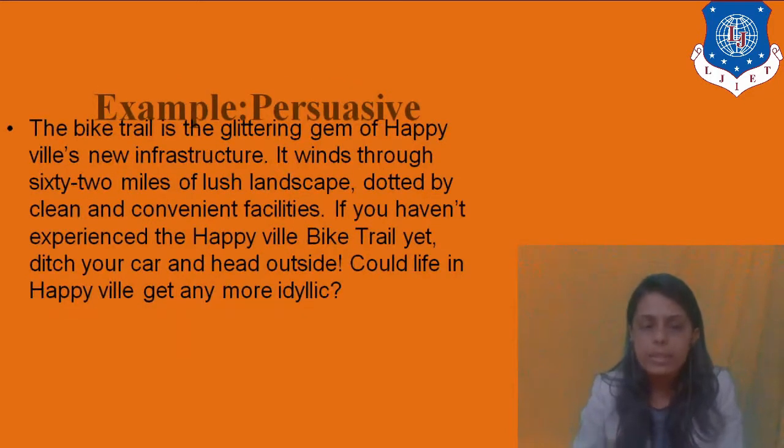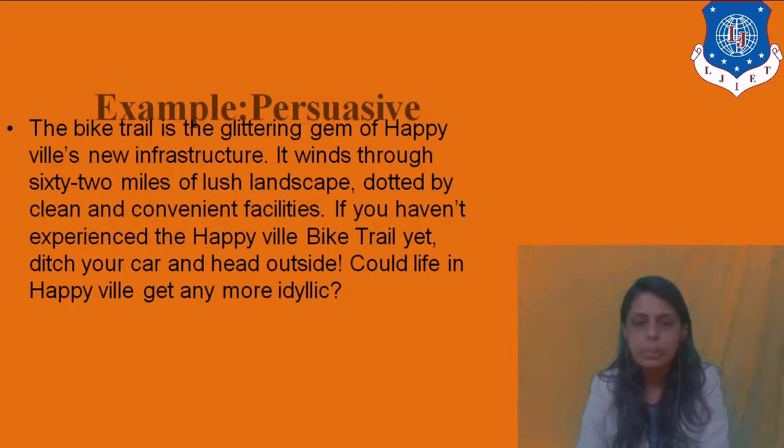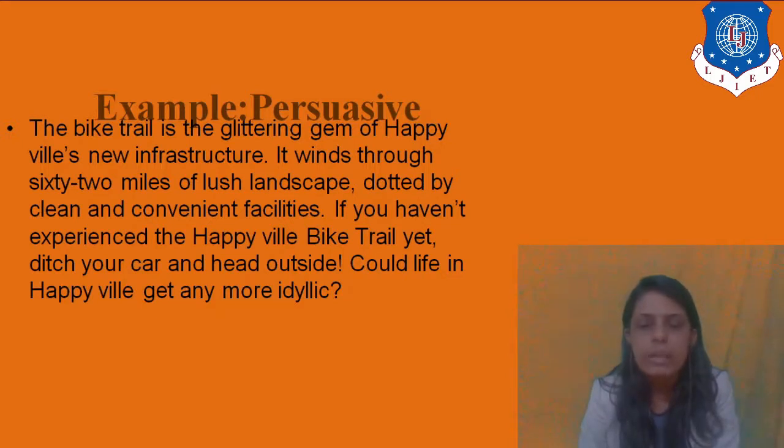Next style of writing, as we have discussed, persuasive, is to influence or motivate someone to give your opinion, right? So the example here is: the bike trail is the glittering gem of Happyville's new infrastructure. It winds through 62 miles of lush landscape, dotted by clean and convenient facilities. If you haven't experienced the Happyville bike trail yet, ditch your car and head outside. Could life in Happyville get any more idyllic?